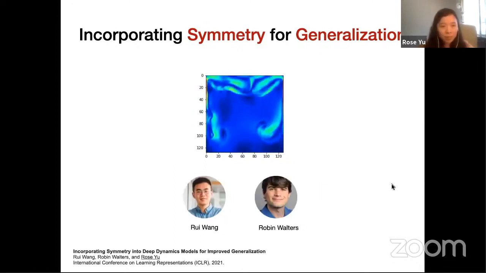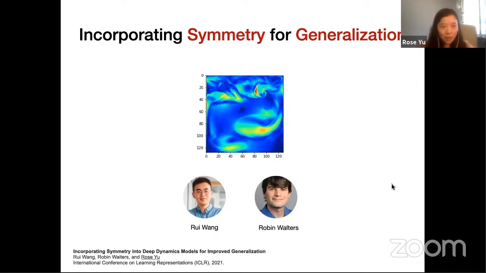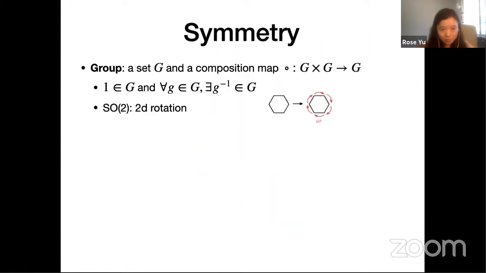So let's maybe review quickly some basic knowledge in group theory. Group theory is essentially the principled method to describe symmetry in our physical world. By definition, a group is just a set. It has a composition map, which maps two group elements into a third group element. Identity is an element in the set. For every element G in the set, we have an inverse element, G inverse. So if a set satisfies these conditions, it becomes a group.